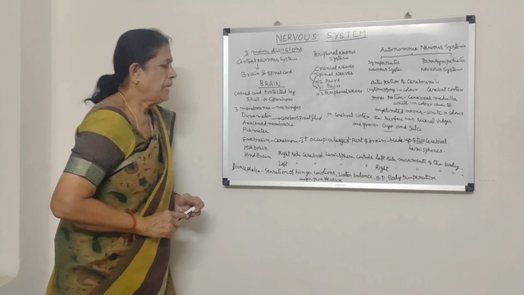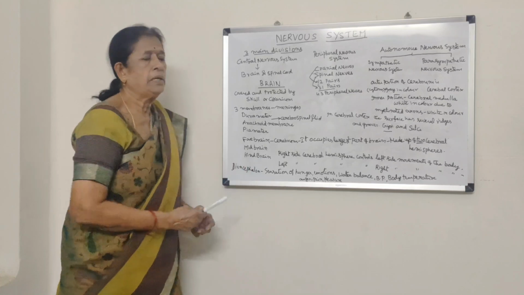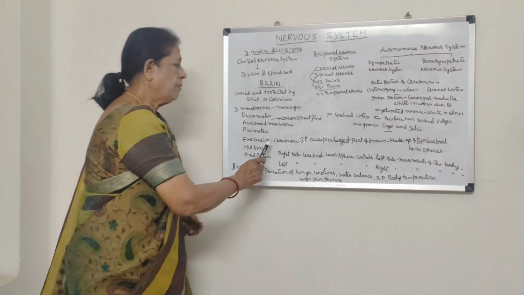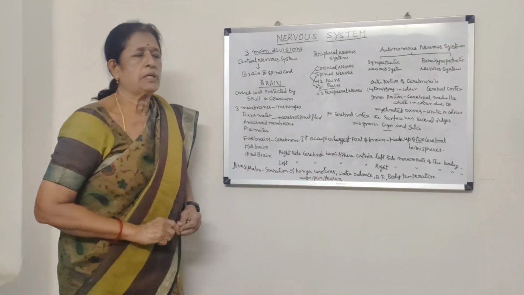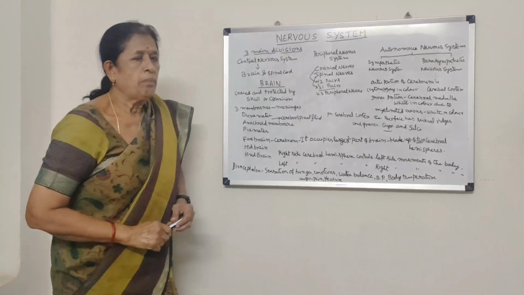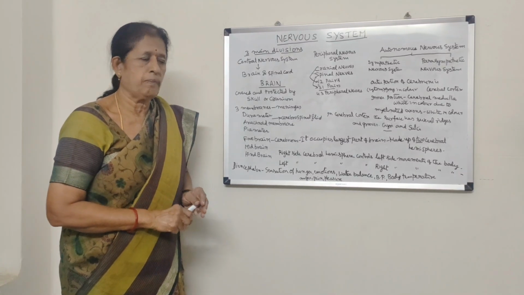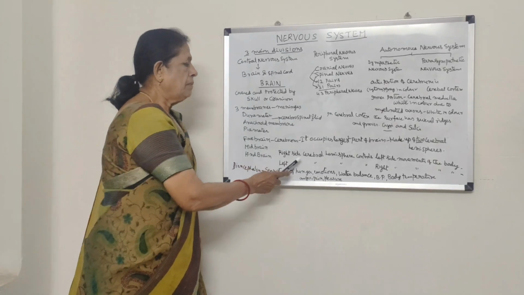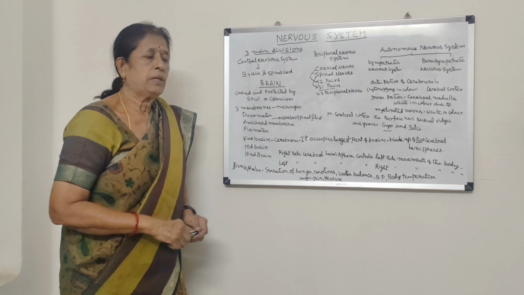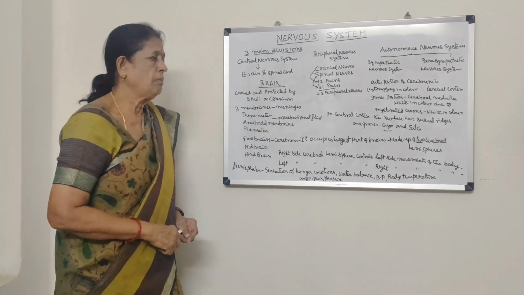Now, the brain can be divided into three parts: forebrain, midbrain, and hindbrain. The forebrain is also called the cerebrum. The cerebrum occupies the largest part of the brain, and it is made up of two cerebral hemispheres. The right cerebral hemisphere controls the left side movements of the body, and the left cerebral hemisphere controls the right side movements of the body.